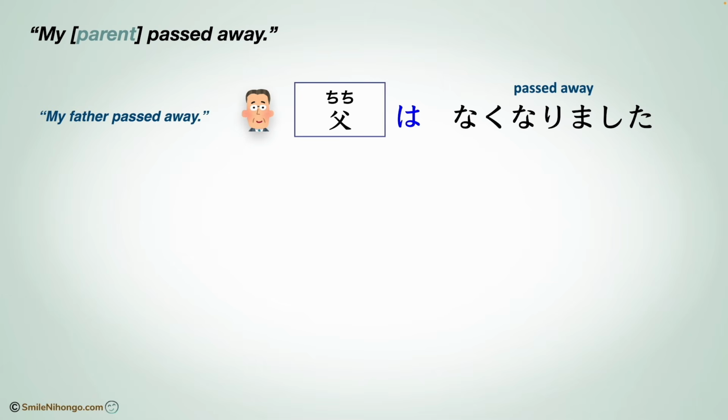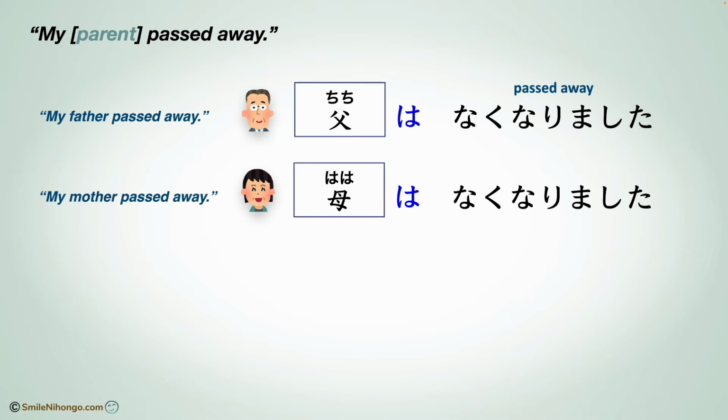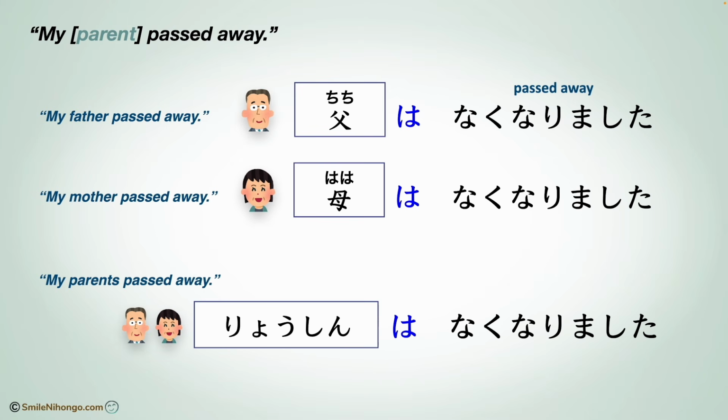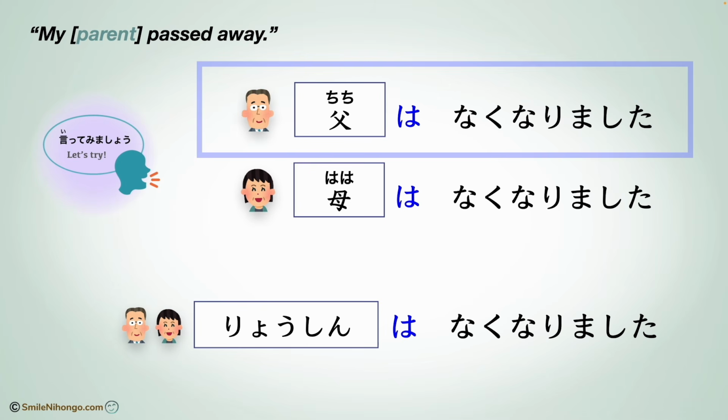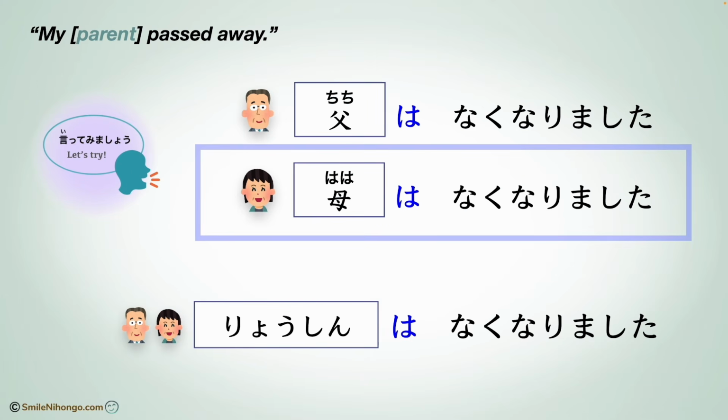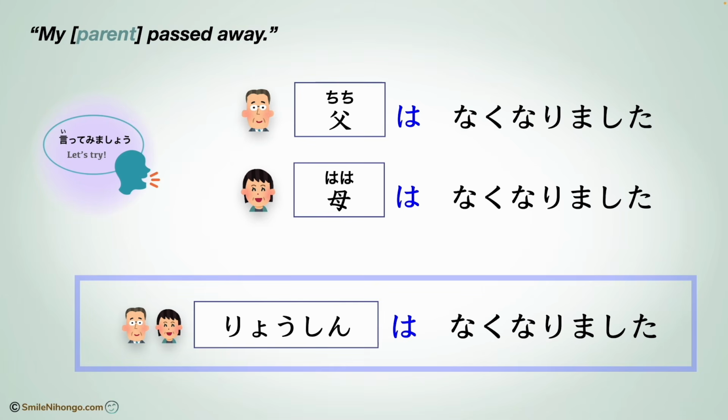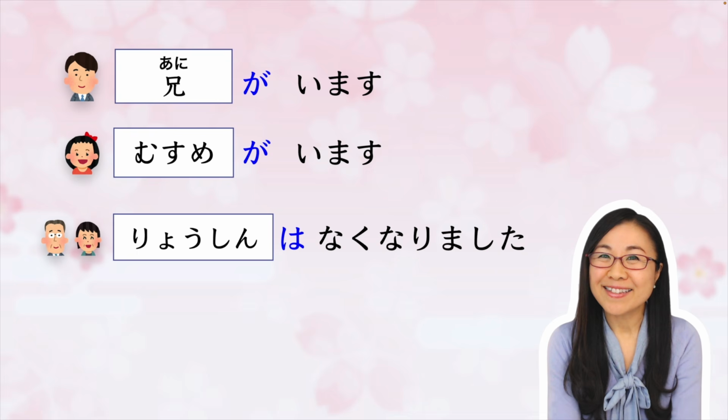So, my father passed away in Japanese is 父は亡くなりました。My mother passed away is 母は亡くなりました。If both your parents are deceased, you can say 両親は亡くなりました。言ってみましょう。Please repeat after me. 父は亡くなりました。母は亡くなりました。両親は亡くなりました。These simple phrases help you connect in conversation because you're sharing a part of your life.